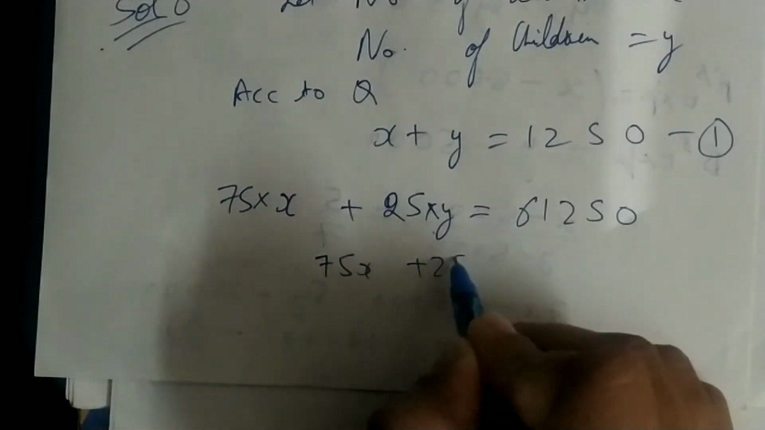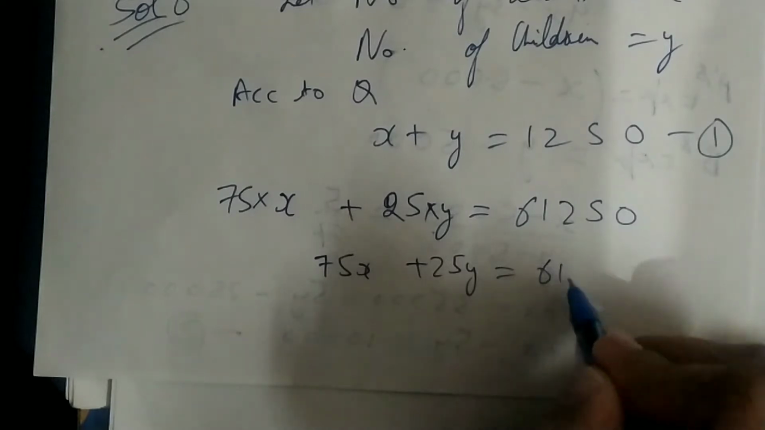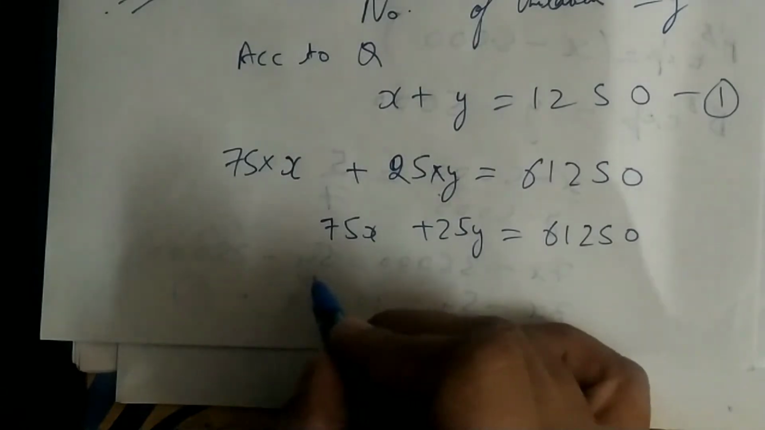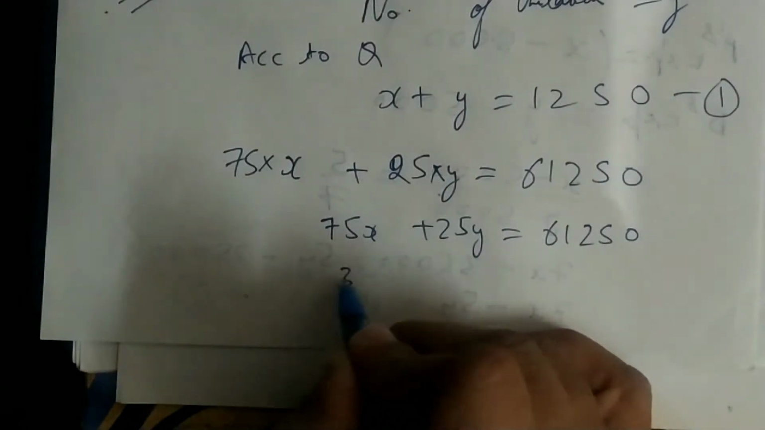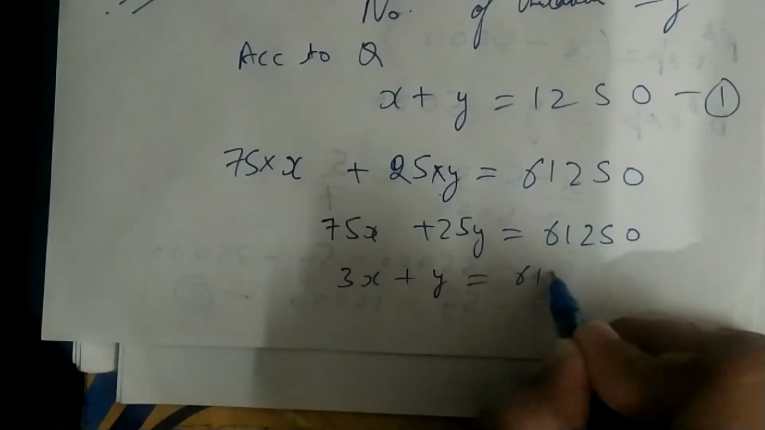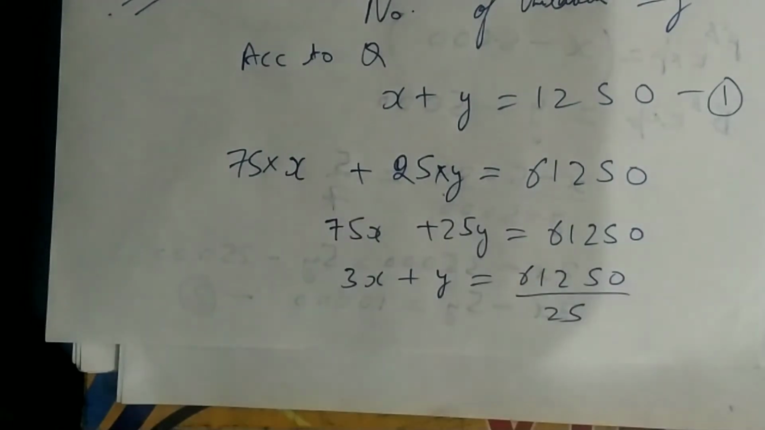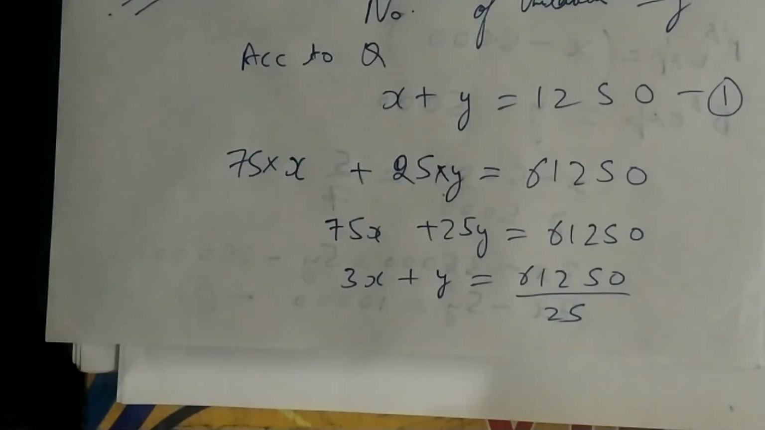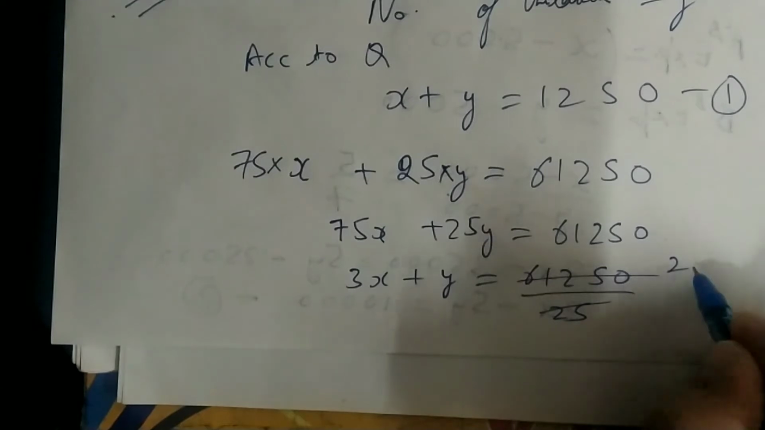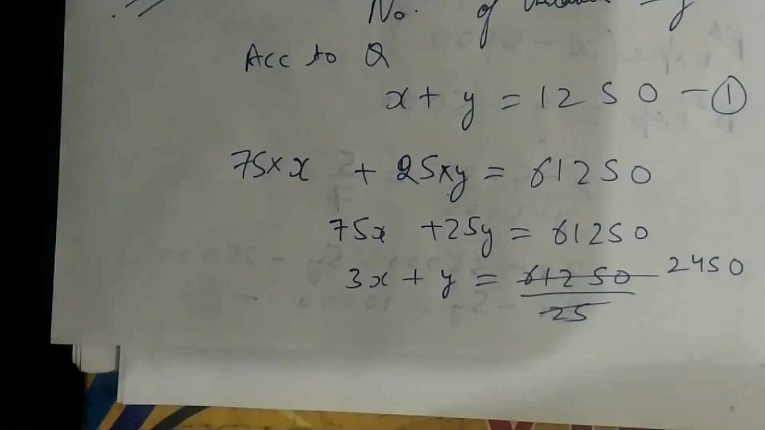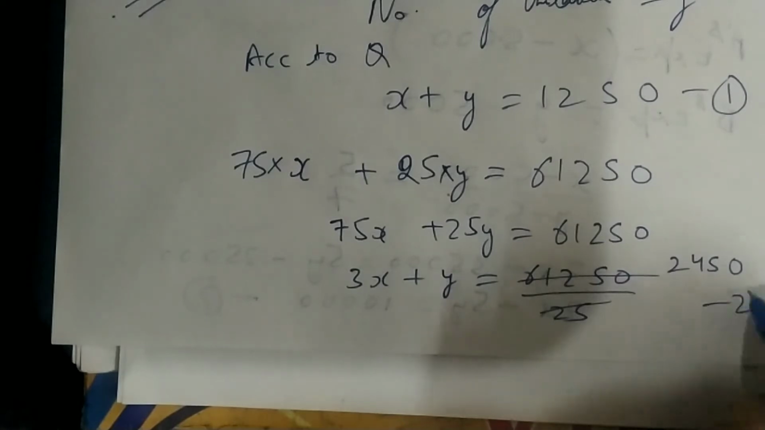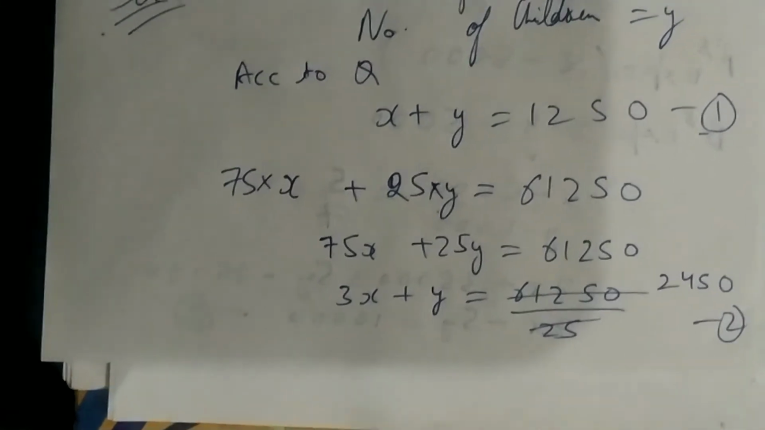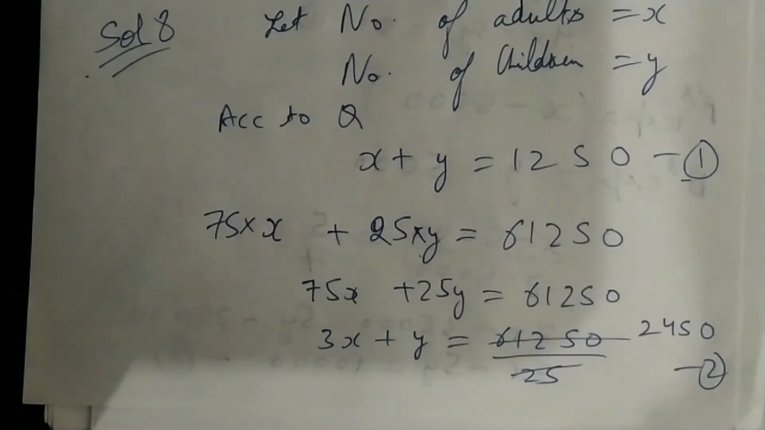75x plus 25y is 61250. We just take 25 as common and divide here. So this will become 3x plus y is equal to 61250 by 25. You can divide it twice by 5 and you will get this. This is your second equation, this is your first equation. On solving these two equations you will get your answer. So this was an easy question, question number 8.